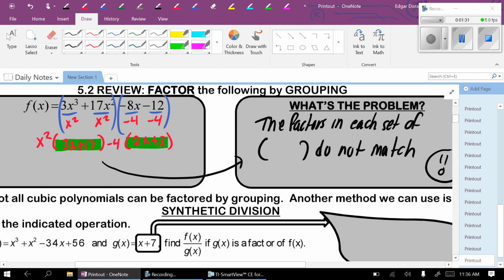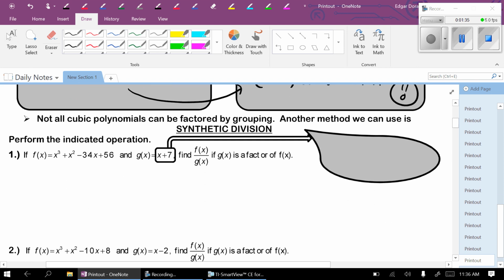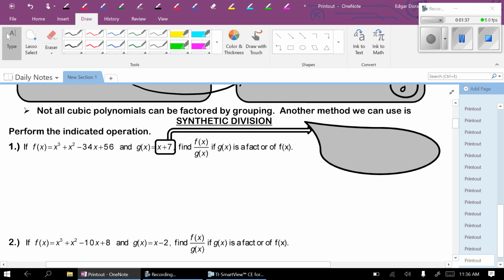All right, well, there's this neat little thing called synthetic division. All it does, guys, is it takes a factor that we are giving you. We're providing you the fact that x plus 7, for example, in this scenario, is going to be a factor of this polynomial function here. Now, if I know that, then I can figure out what the remaining function would be.